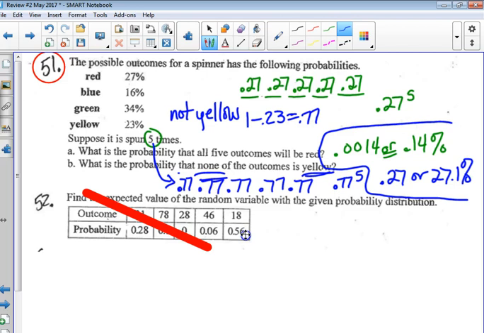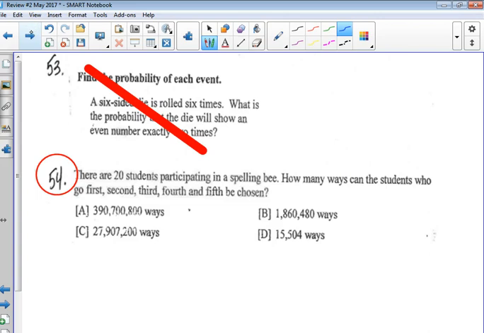Any questions? Okay, there is an expected value question, but it's nothing like this, and there's a couple on here, so I'm just going to cross this one out. 53 is a binomial PDF. It's not on the test. 54 ideas.